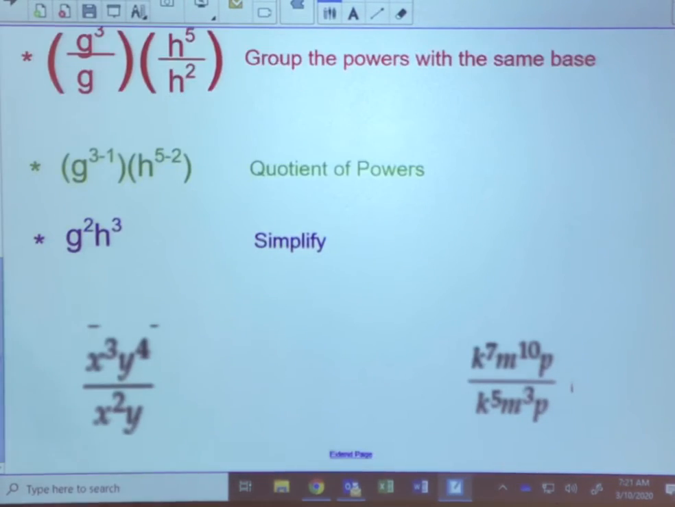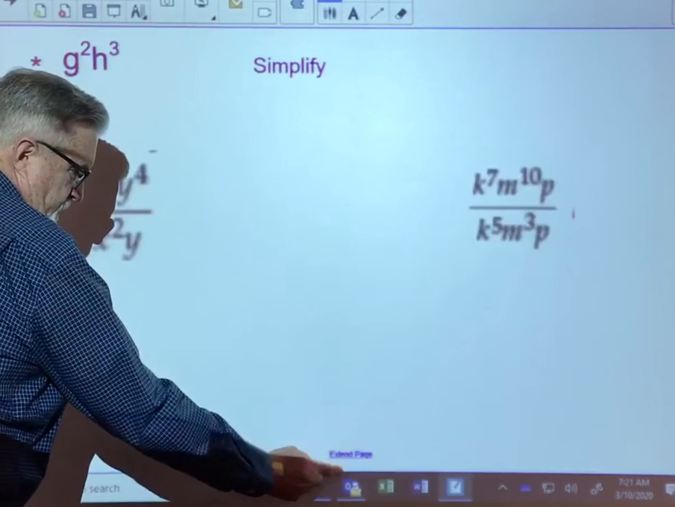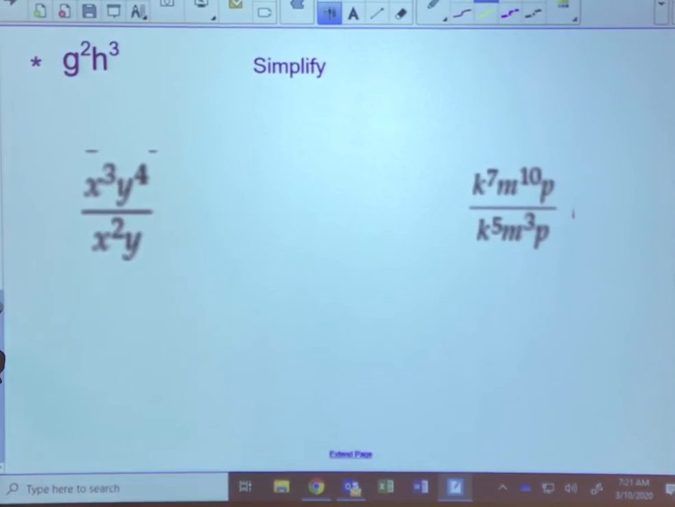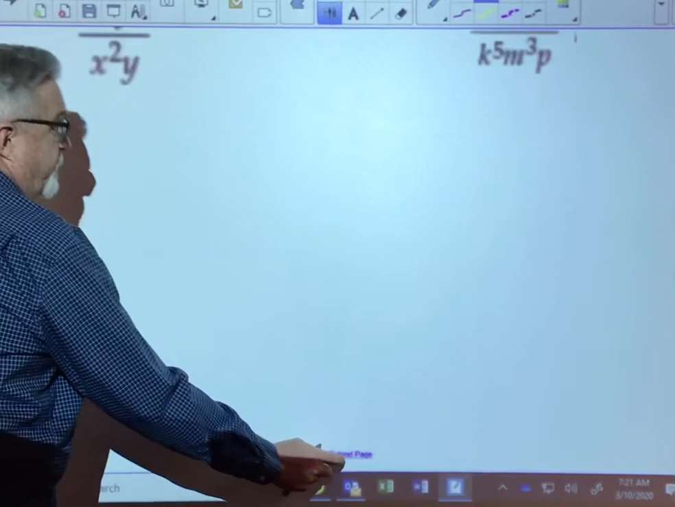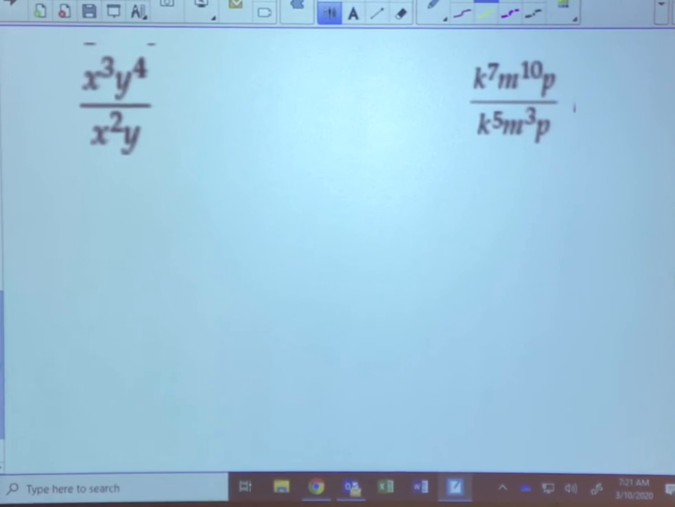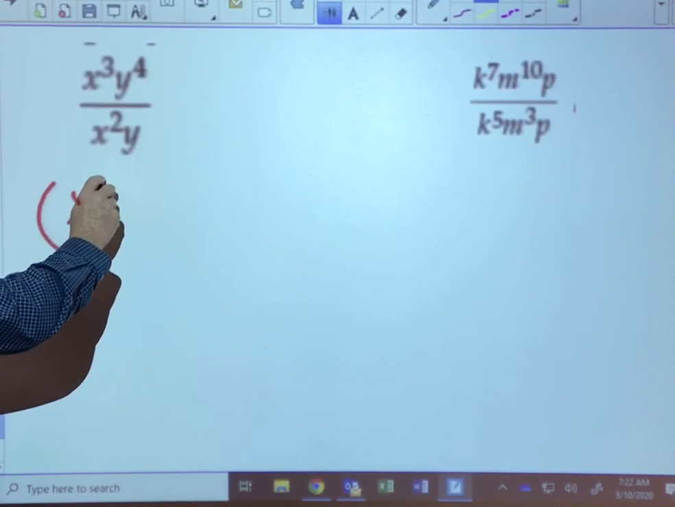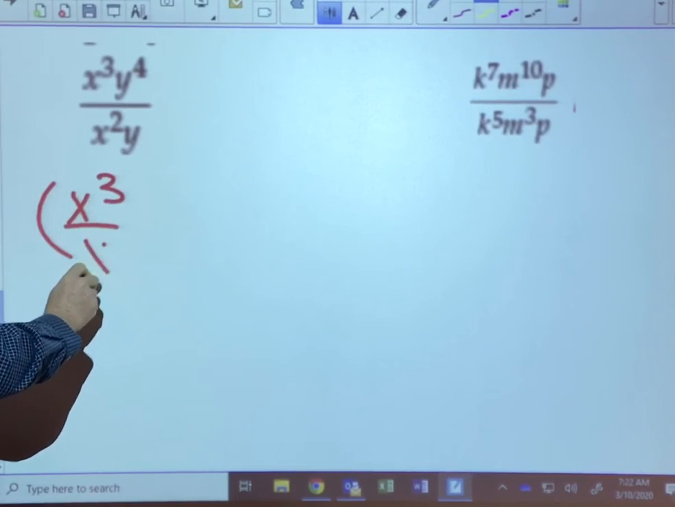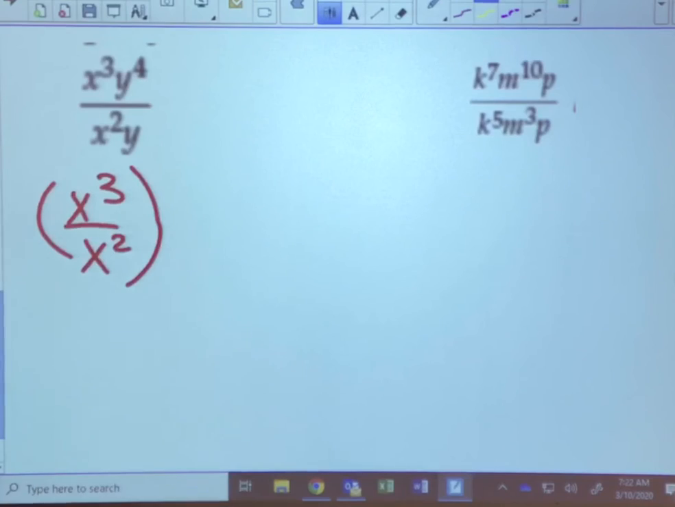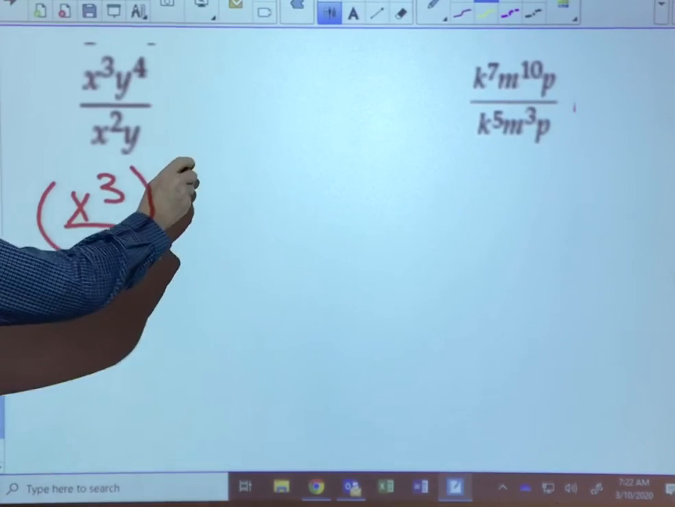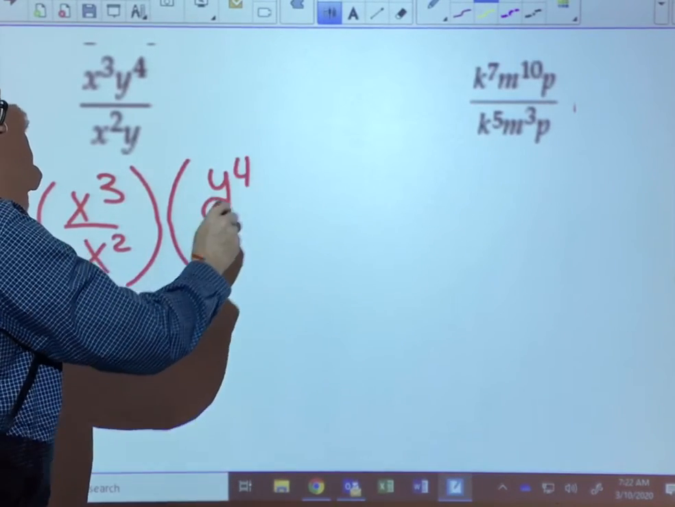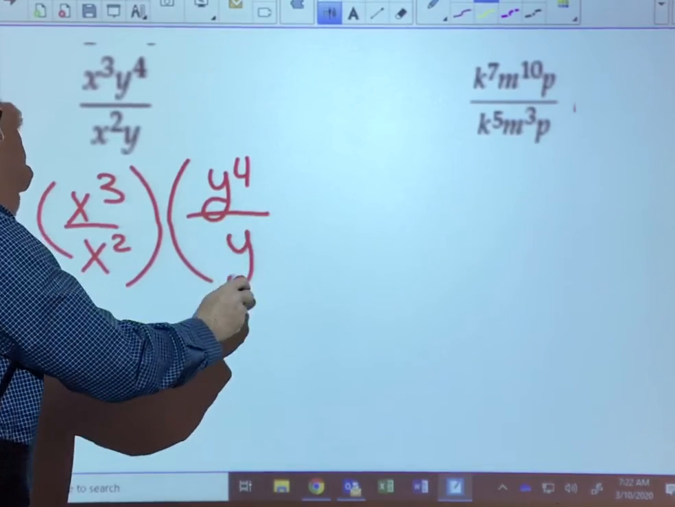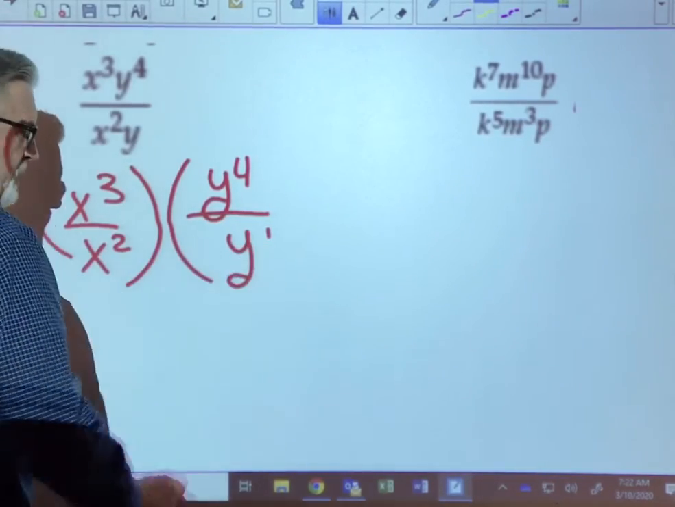I've got a couple of examples I want to work through with you here. So let's see what we can do. First things first, you can write this down in your notebook and we can work it together. So if we group, we're going to have x to the third power divided by x to the second power. That's our first one. And then times y to the fourth power divided by y, and that's y to the first power.